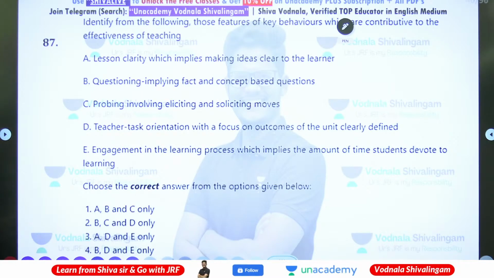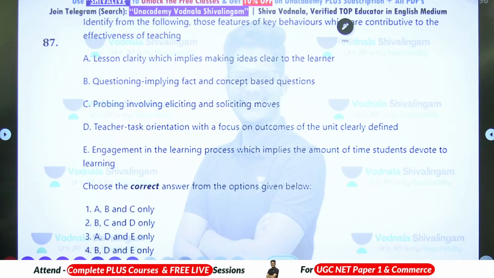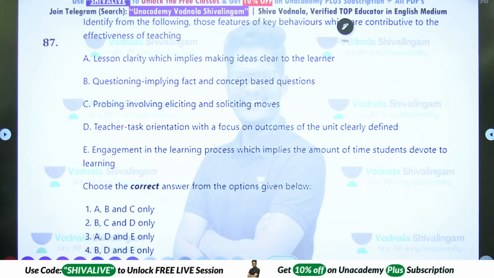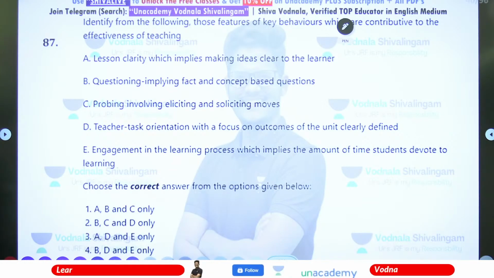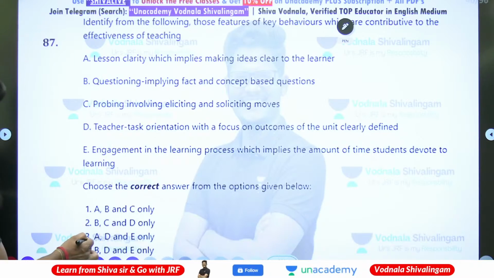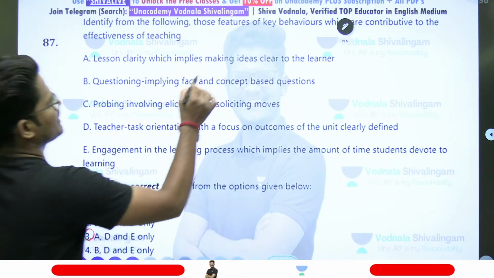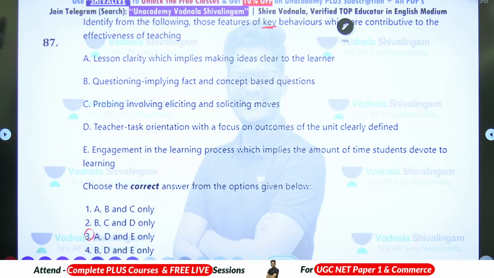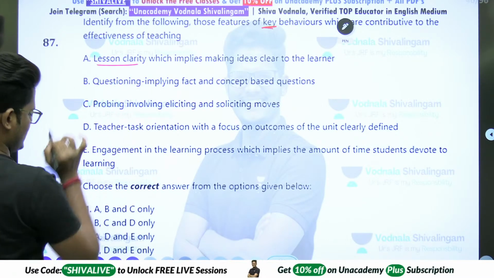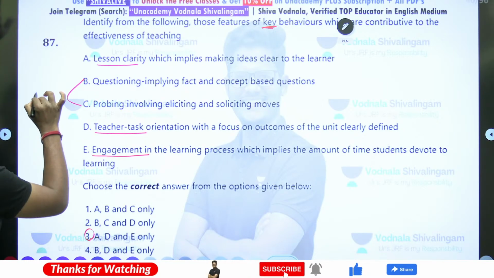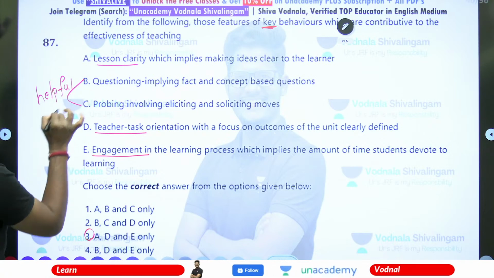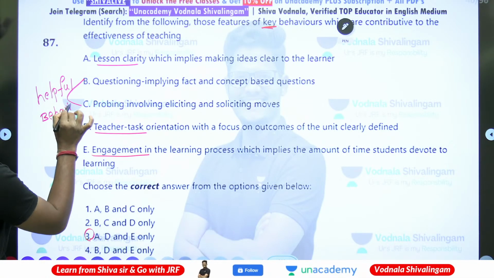What are contributive to effective teaching? Answer is C: A, D and E. So key behaviors contribute to effective teaching. There are key and helpful behaviors. Here lesson clarity is a key behavior. D, teacher task orientation, is a key behavior. E, engagement in the learning. Whereas questioning and probing are helpful behaviors. These are helpful behaviors, whereas the remaining are key behaviors in nature.